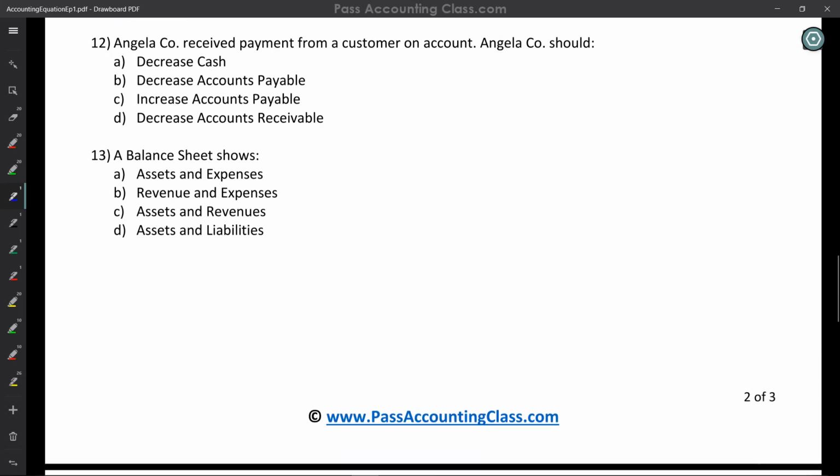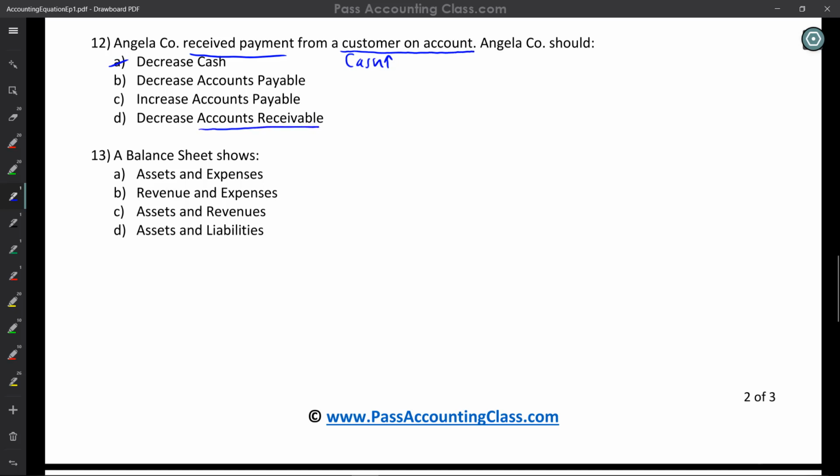Question 12 states, Angela Co. received payment from a customer on account. Angela Co. should decrease cash, decrease accounts payable, increase accounts payable, or decrease accounts receivable. So whenever we receive payments, that means that our cash went up. So if cash went up, it cannot be answer A. And when we receive that money from a customer on account, we're going to use an account called accounts receivable.